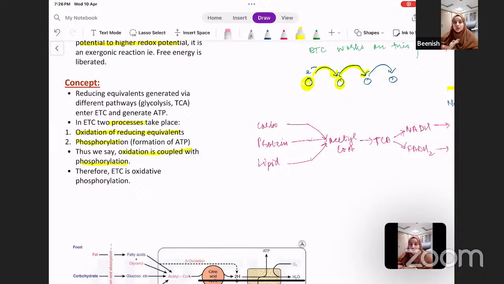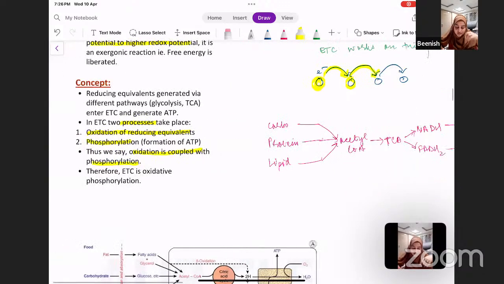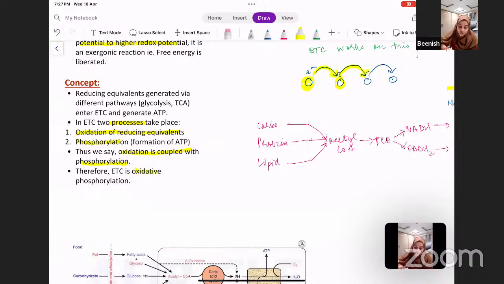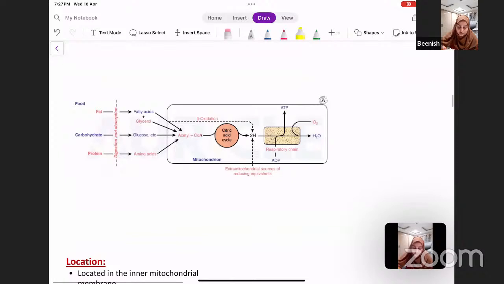You can see how they are coupled. The two processes are coupled in electron transport chain. On one hand, there is oxidation of reducing equivalents taking place, and on the other hand, there's phosphorylation taking place. Therefore, ETC is oxidative phosphorylation. This is what the diagram is trying to say.